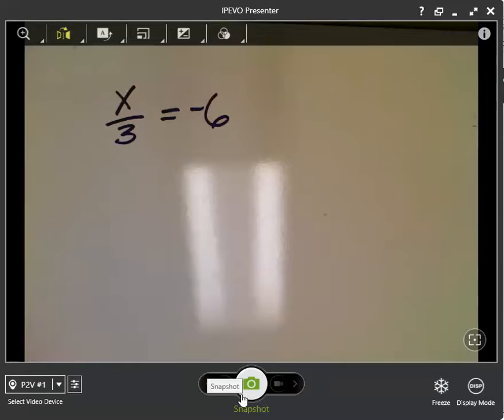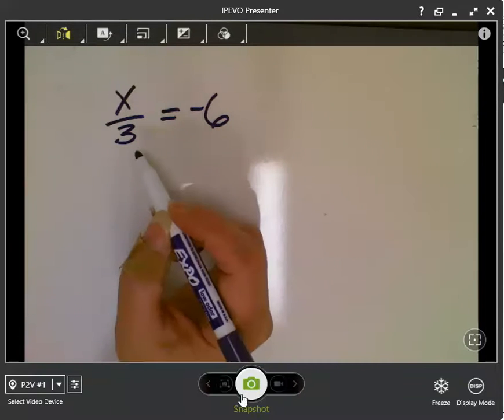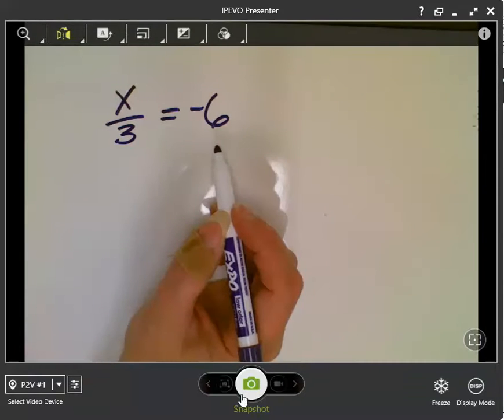Okay, we're going to think about the multiplication property of equality and the division property of equality, and we're going to use them to solve this equation: x divided by 3 equals negative 6.